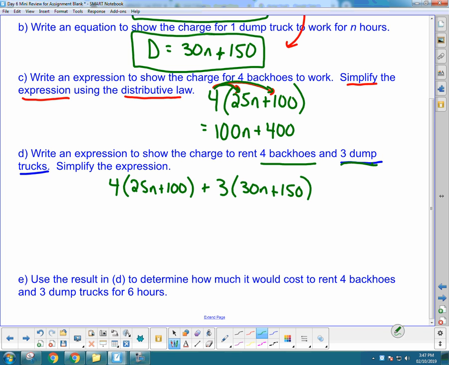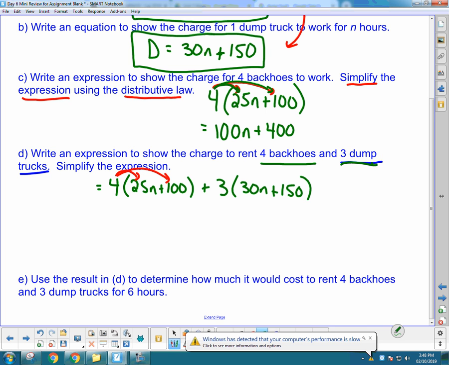So again, in order to do this math, I've got a really, really big job. I want to know what the price structure would be because look, I want to rent 4 backhoes and 3 dump trucks. I don't want to have to do the math separately. I'd like to have one expression that I can use to do this math really quickly, because I might want it for 6 hours, for 2 hours, for 8 hours, and it's much easier to simplify first. So let's do our rainbow. This is just like the rainbow we just did above.